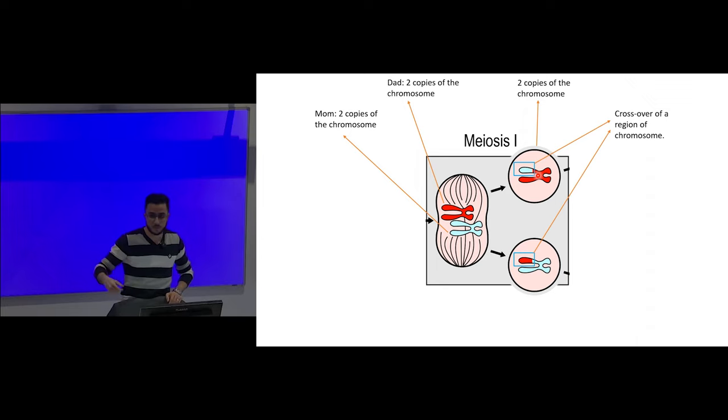This crossover is one of the most important parts for making all of you unique. If this did not happen, we'd probably all look very close. So this is a very important thing, and this only happens in meiosis one. Remember that. It's a likely exam question, but I'm going to phrase it differently.